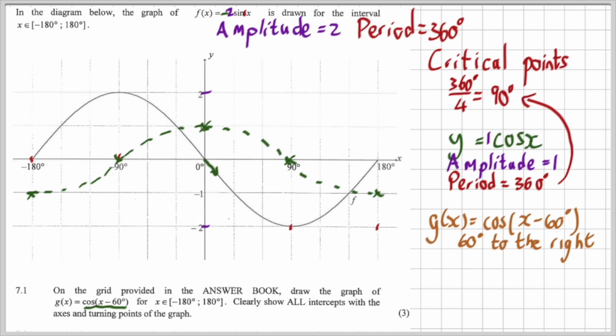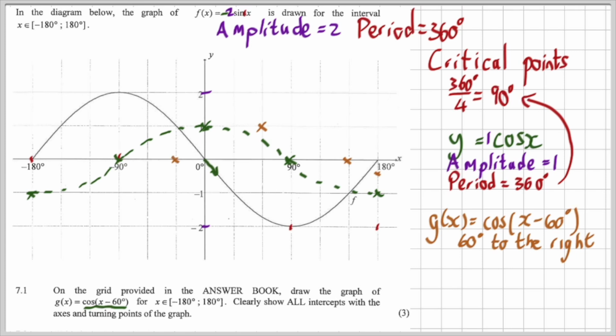When taking this now to my graph, every single set of coordinates must move 60 degrees to the right. So starting by 0 and 1 must move to 60 and 1. 90 and 0 must move to 150 and 0. And then it's going to end somewhere there at 180. We're not sure exactly where. We can find out if we want to, but they actually don't tell you to figure out those end points.